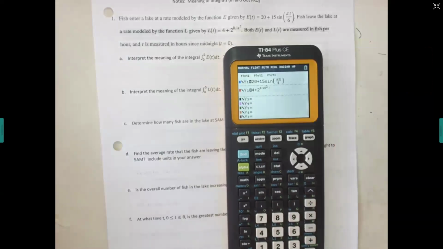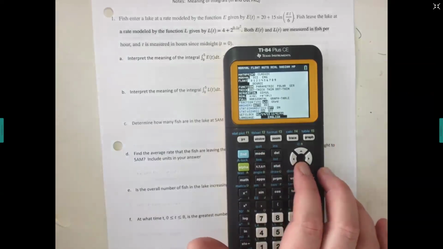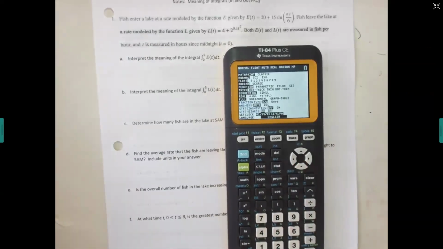Okay. We have it mostly typed in. Okay, my mode is in radian mode. Yours should be too, not degrees. Okay, and now let's read the question as you're maybe finishing typing it in.